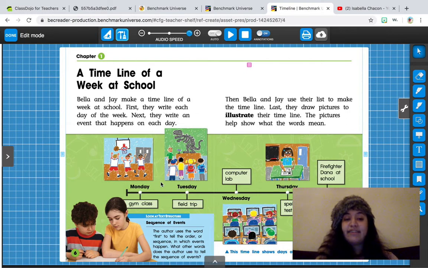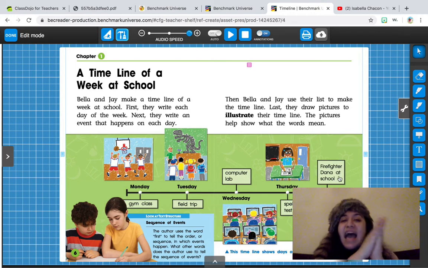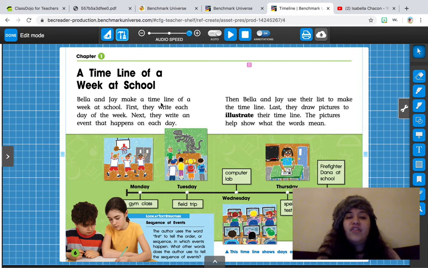So here are our events. They have gym class, that's an event. They have a field trip, that's an event. Computer lab, spelling test, and fighter Dana. Events are something that happens. So first they wrote the day, then they wrote the event. Then Bella and Jay used their list to make the timeline.